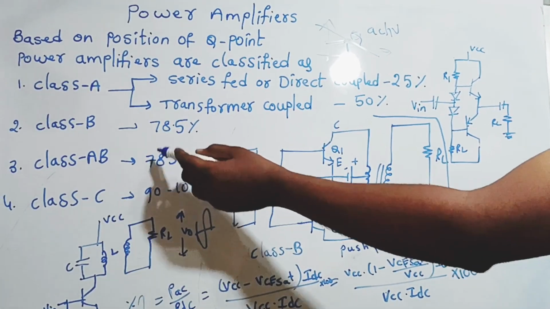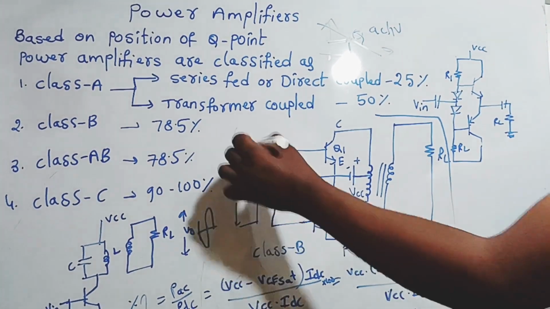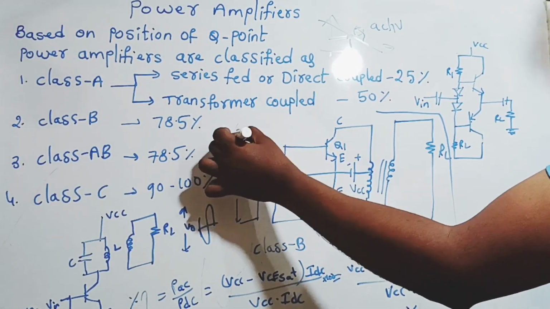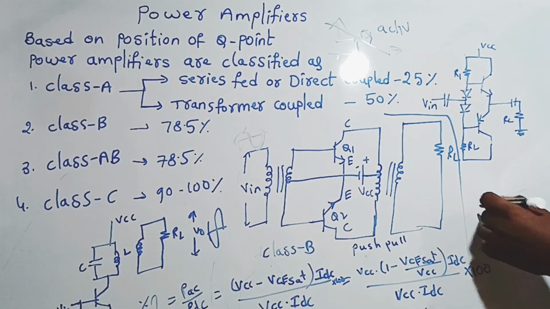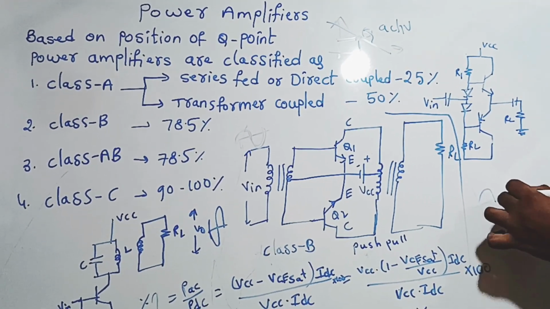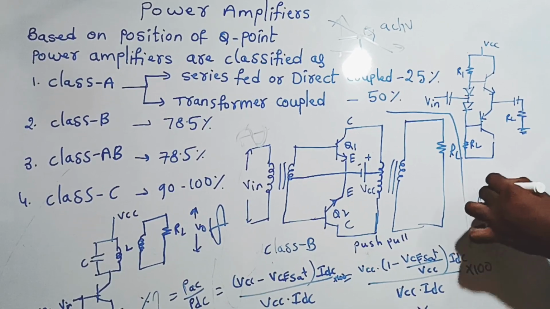In the class B power amplifier we are getting an efficiency of 78.5%, and we are giving the input signal like this. We give an input sinusoidal signal, but at the output side we are getting crossover distortion like this. The output is showing crossover distortion in the class B power amplifier.